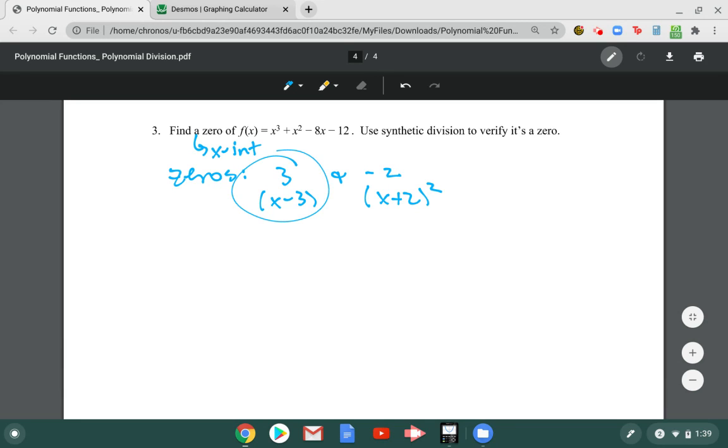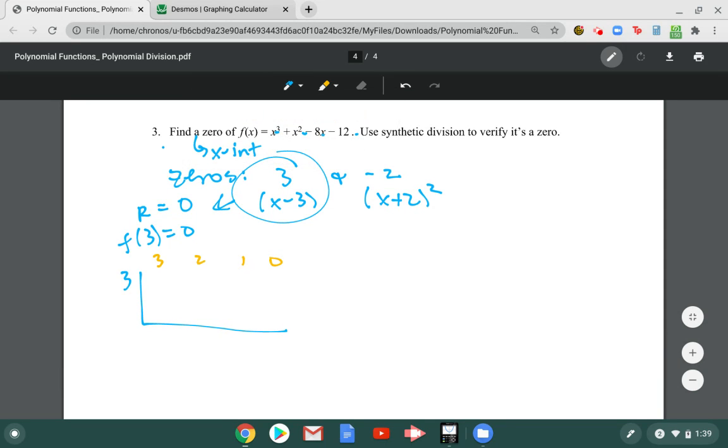Let's go ahead and do the 3. In order for it to be a 0, we need the remainder to equal 0. And that would show us that f of 3 is, in fact, 0. So let's go ahead and do this with our synthetic division. My degrees are 3, 2, 1, 0, so I don't need any placeholders here. I'm going to divide 3 into my coefficients. Degree 3, 2, 1, 0. So I've got 1x cubed, 1x squared, negative 8x's, and then negative 12 is the constant.